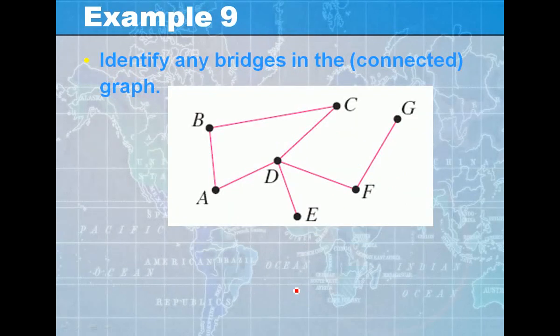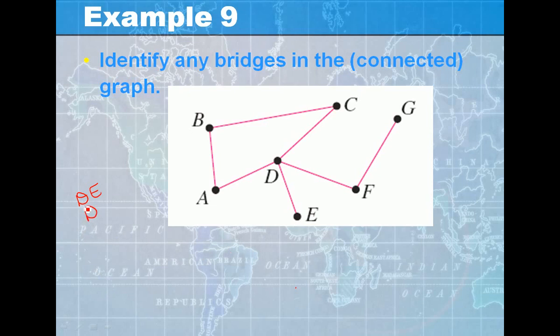So we're looking for the bridges here. Bridges means that I can take out an edge and the graph becomes disconnected. If I take out AB, the graph is not disconnected. The graph is still in one piece. Same thing if I take out BC. The three edges that I cannot take out and the graph remain connected are D to E, because E would be separate from the rest of the graph.